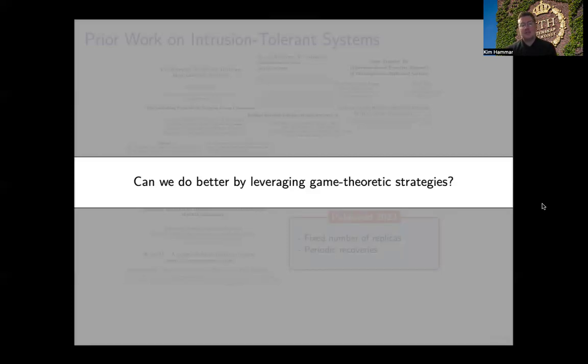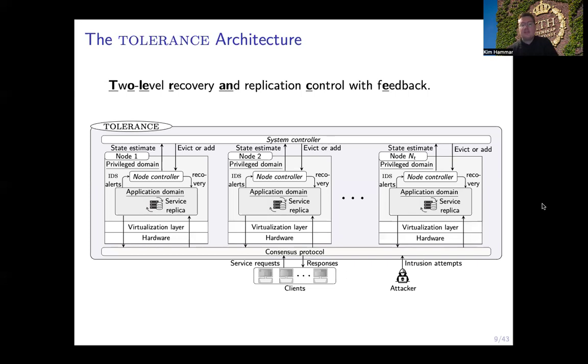And to answer this question, we propose the following control architecture, where we have a set of nodes that are coordinated through a consensus protocol, and each node is segmented into two domains. So we have a privileged domain, where we run a controller, and then we have an application domain where we run a service replica inside of a virtual machine. And the controller then monitors the replica and decides when to do recovery, where recovery simply consists of replacing the virtual machine with a new one.